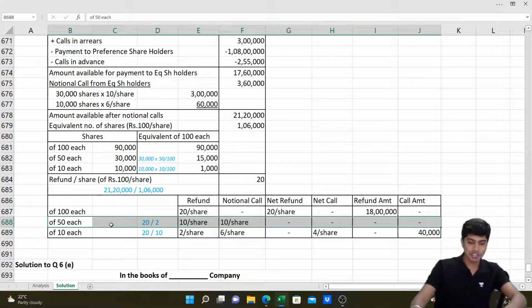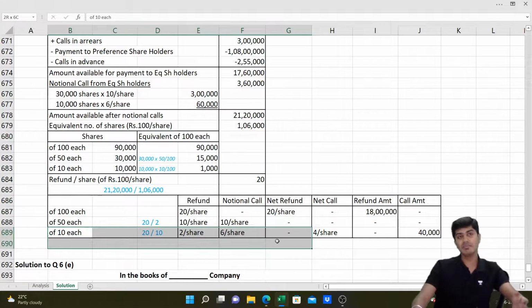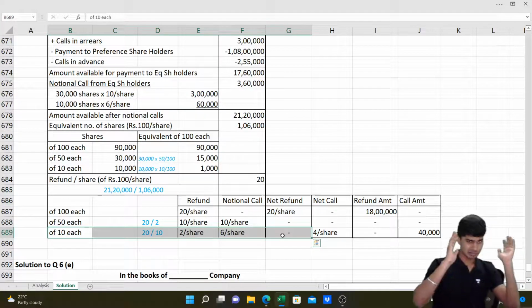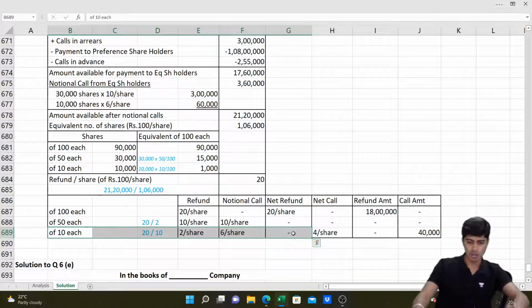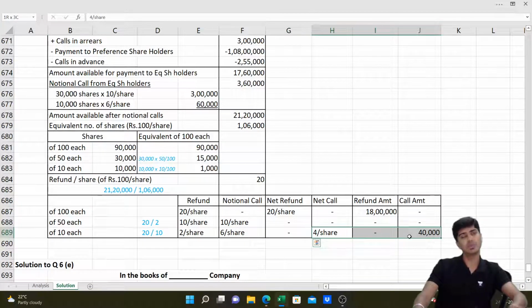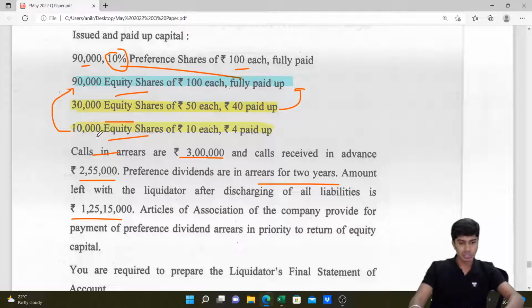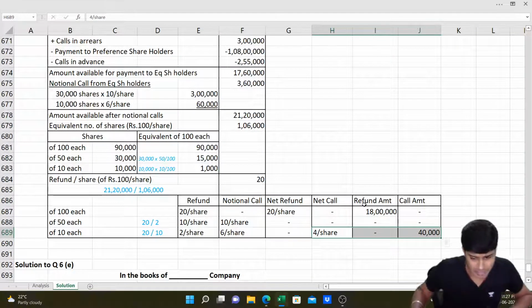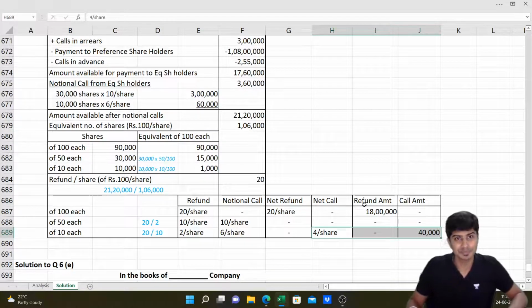And lastly, coming to the shares of rupees 10 each, against them we collect 6 rupees, we give them 10% of the 20 rupees, 1/10 of that 20 rupees, that is 2 rupees. So you need to refund them 2 to collect 6. Net is 4 rupees notional call. So we make a notional call of 4 rupees from them. 4 rupees into 10,000 shares, that is 40,000 rupees. That's it, guys. That's the answer to question 6B.